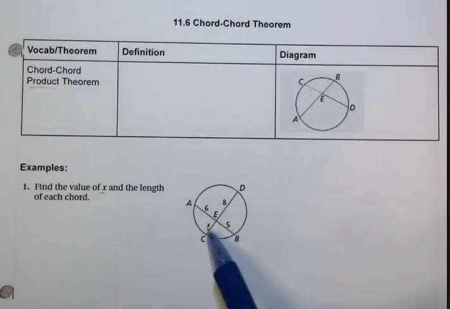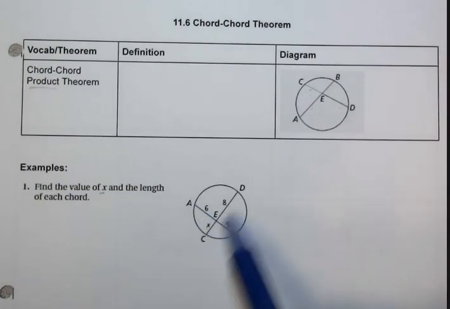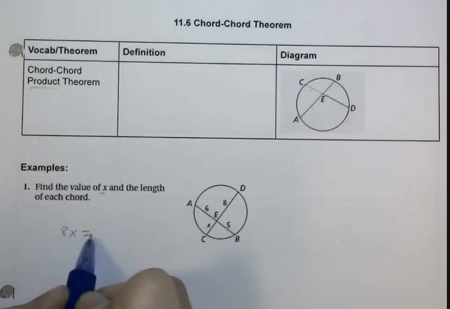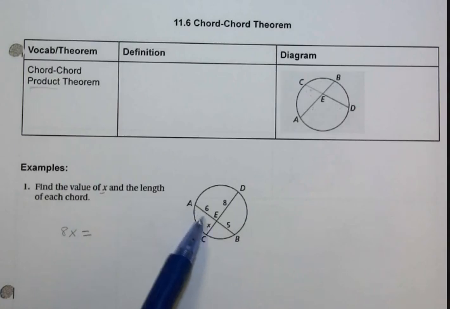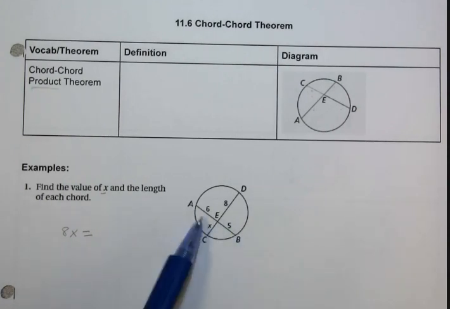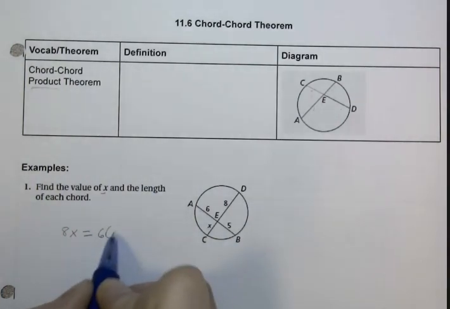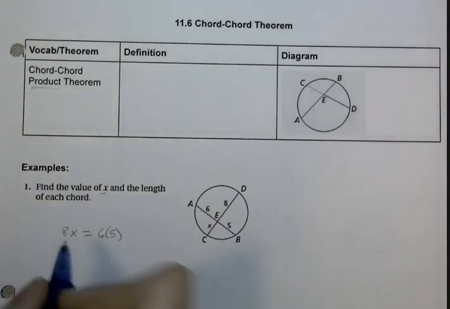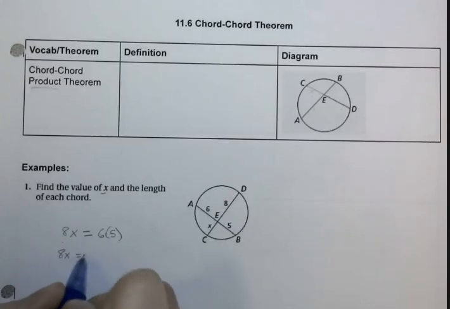So the product means I'm going to multiply those two segments that make up that chord CD. So I'm going to take 8 times x, and I'm going to set it equal to the product of another chord within that same circle. So AB is made up of the two segments 6 and 5. So I'm going to find that product. So product theorem with two chords. So 8x then is equal to 30.